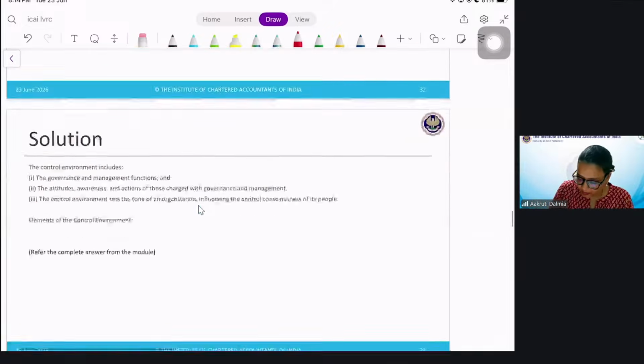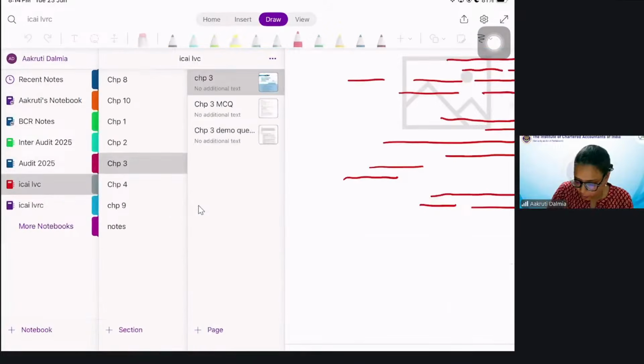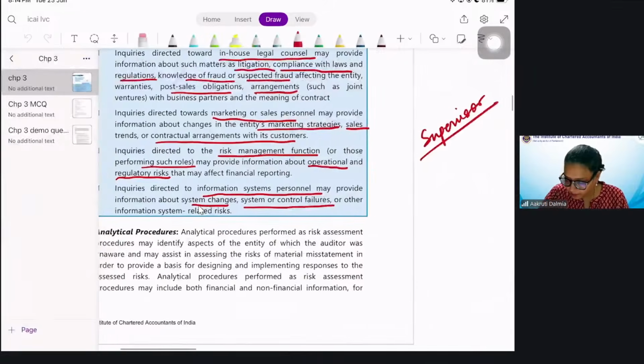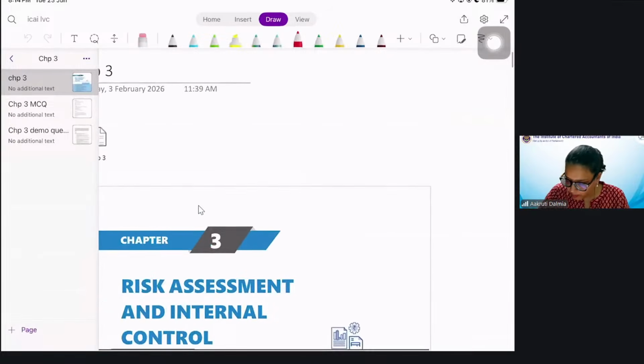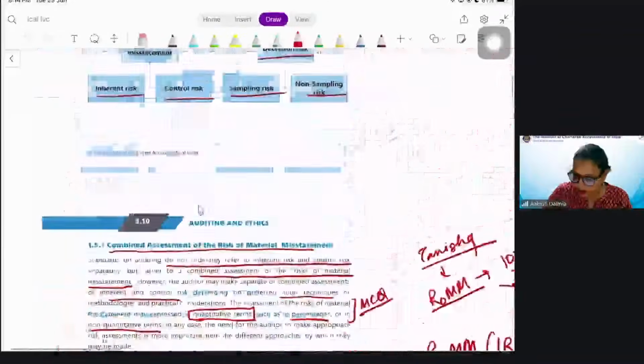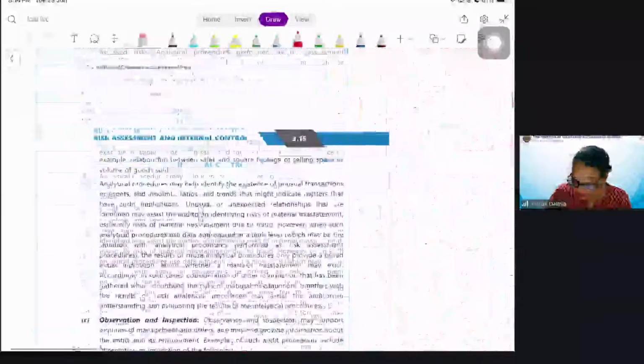So this I've just written, read the complete from the book. It's a little long answer, so I'll just quickly show you. It's a type 1 question only. Very, very type 1 question. So if you remember, I told you that if the company wants to have a good internal control structure, they should have good and ethical management. So that part you have to write as it is.